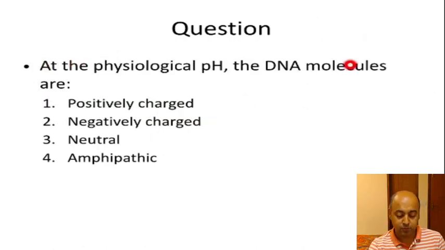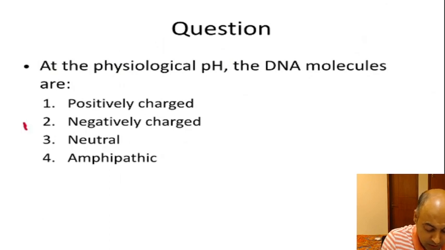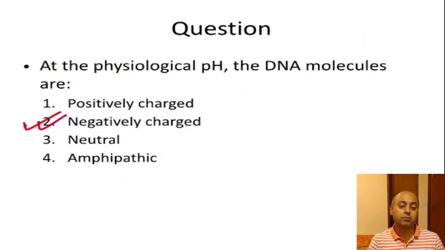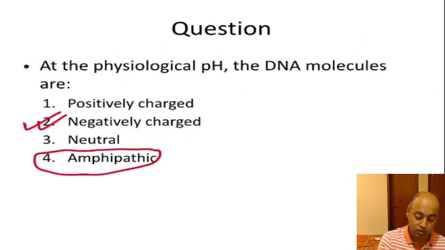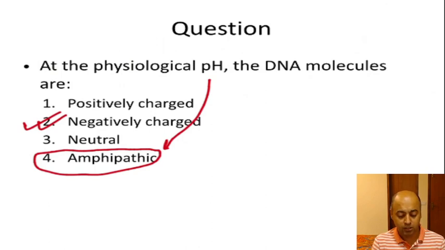Very important question. At physiological pH, the DNA molecules are positively charged, negatively charged, neutral, or amphipathic. The answer is in the name. If you remember the full form of DNA, what is DNA? DNA is deoxyribonucleic acid. So being an acid, at physiological pH it will be negatively charged. Remember, the DNA molecule at physiological pH will be negatively charged. There is some ambiguity in the options here. For example, DNA is also amphipathic, but when you're talking about pH, this amphipathic nature doesn't come into play.